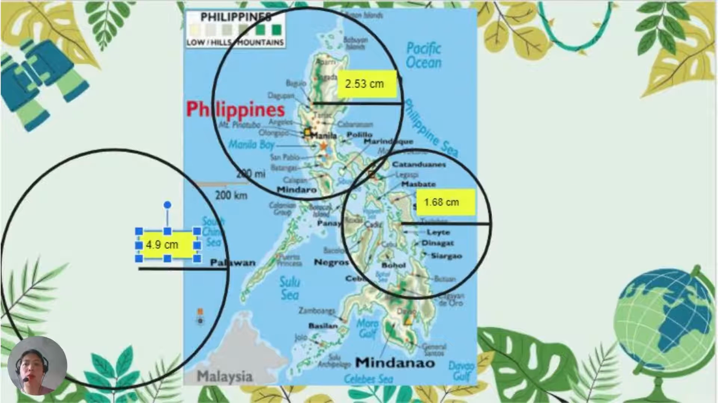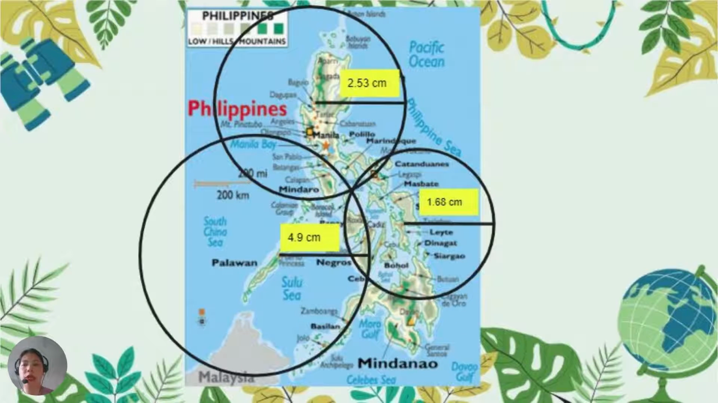Then we will do Tacloban. We will do the same with Tacloban, with a distance of 225 kilometers, which is equivalent to 1.68 centimeters. So this is the picture of the circle surrounding Tacloban.